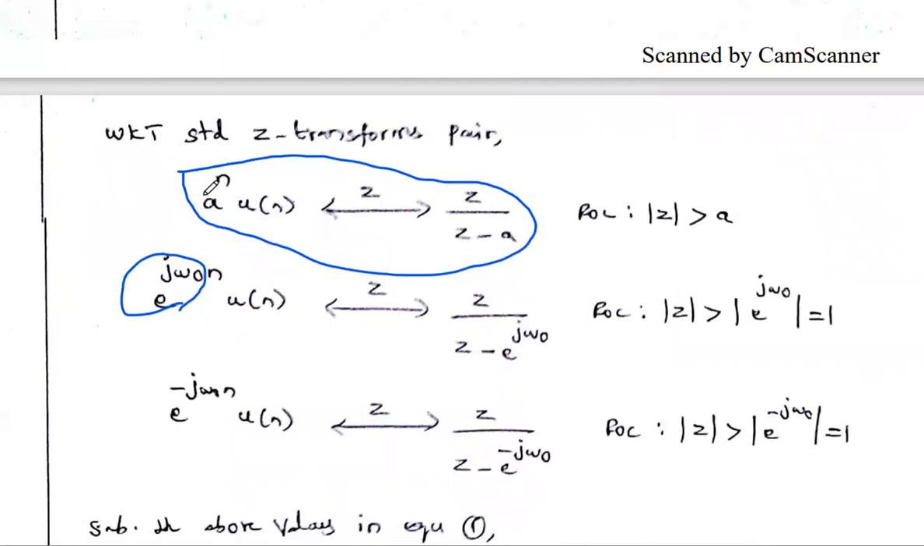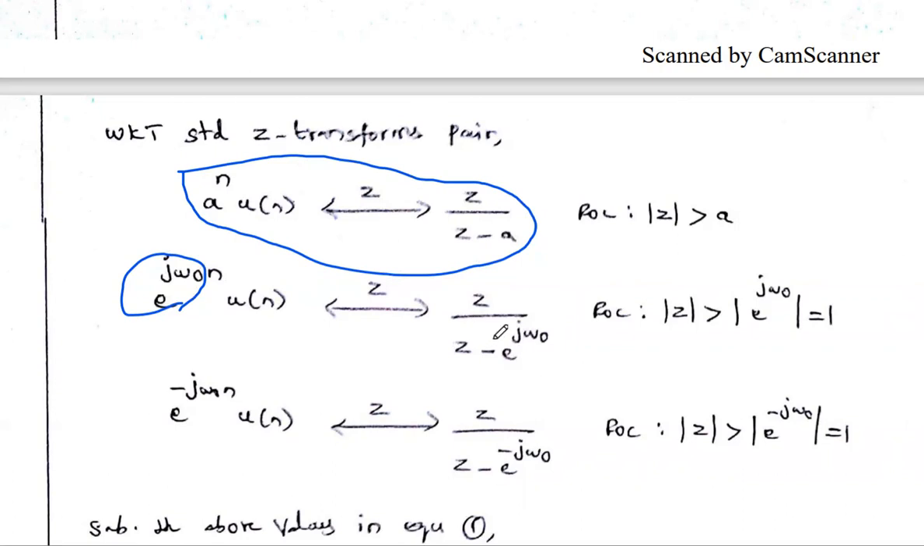So in the place of a, which one is there? e power j omega naught is there. So the Z transform of e power j omega naught n u of n is Z by Z minus a, and in the place of a, e power j omega naught is there. So this is the Z transform answer for this one. We may solve in this method also, or you can use the Z transform formula and substitute that value, and we can calculate it. We will get the same answer only.